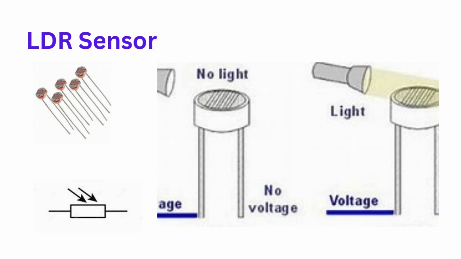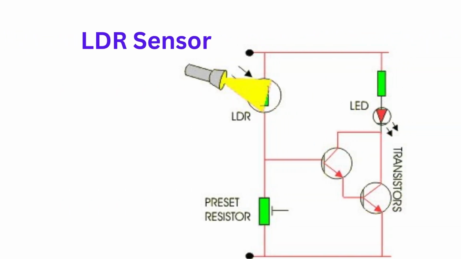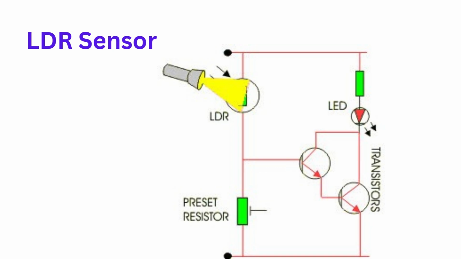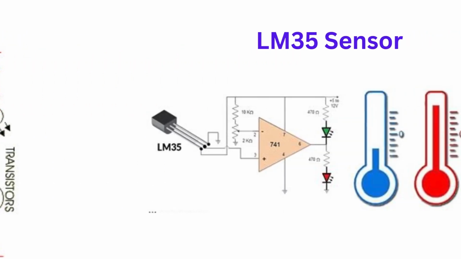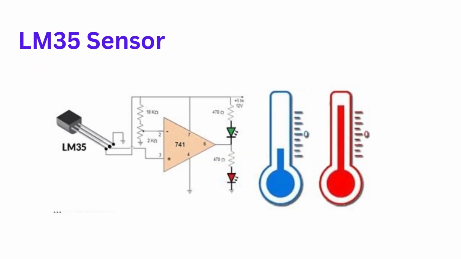A basic demo: connect an LDR and an LED in a circuit. Shine a torch, the LED turns off. Cover it, the LED lights up. Now, temperature sensors like the LM35 change voltage as the temperature rises. These are used in thermostats, smart fans, and even food processing. Sensors open up a whole world. You can build smart lighting, automatic fans, and even weather stations.